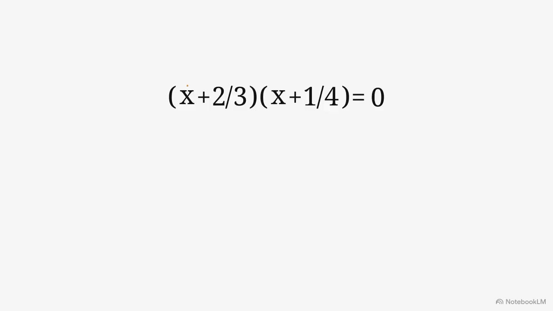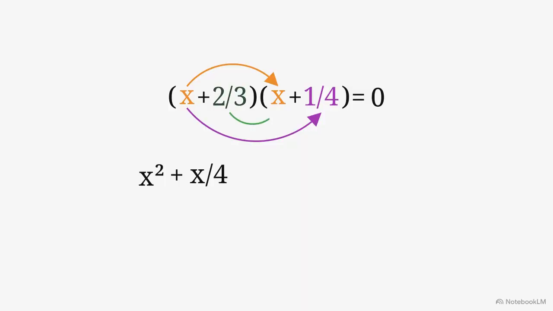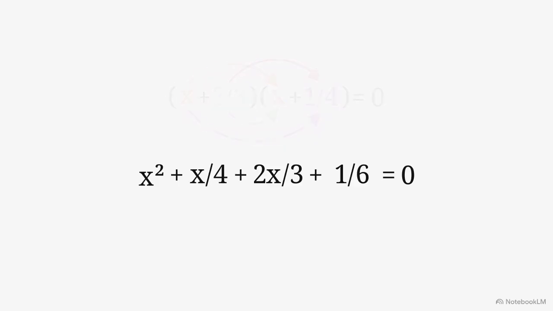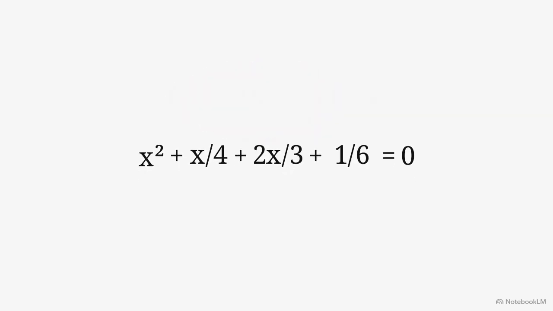Let us expand this slowly. First, x times x gives us x squared. Then x times 1/4 is x/4. Next, we multiply the fractional terms. 2/3 times x is 2x/3. Finally, 2/3 times 1/4 gives us 2/12, which simplifies to 1/6. Our full equation is now x squared plus x/4 plus 2x/3 plus 1/6 equals 0.